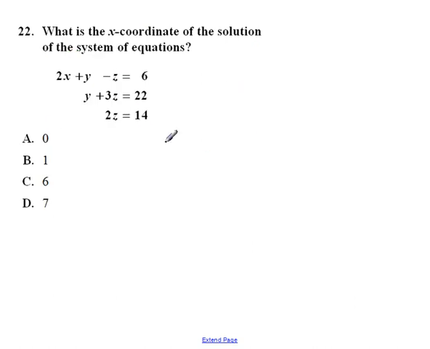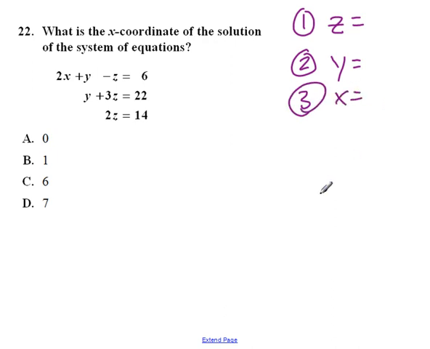22. We did not in class do any of these systems of 3 equations with 3 variables, but it's not so bad. Number 1, we're going to figure out what z equals. Number 2, find out what y equals, and then 3, find out what x equals. That's our order. This bottom one here that doesn't have much going on, we're just going to divide by 2, and we get z equals 7. So, z equals 7. We're almost there.